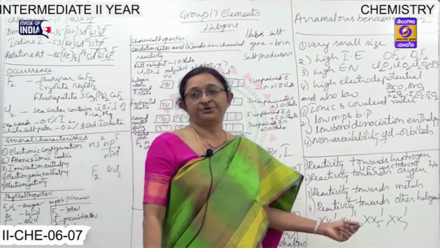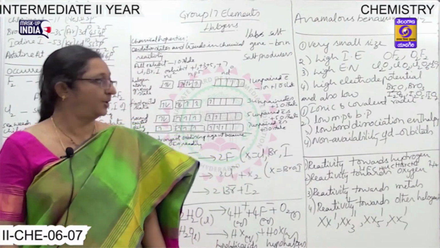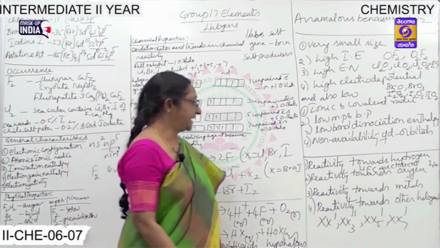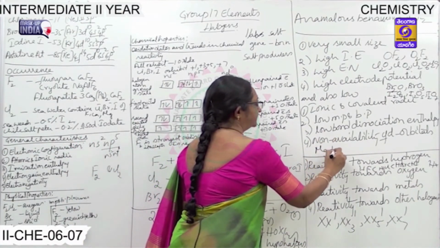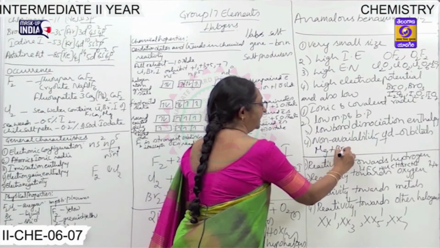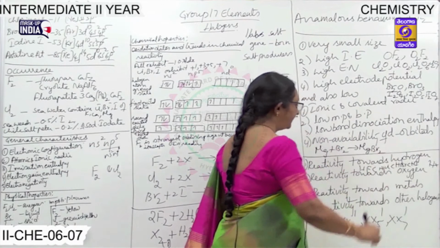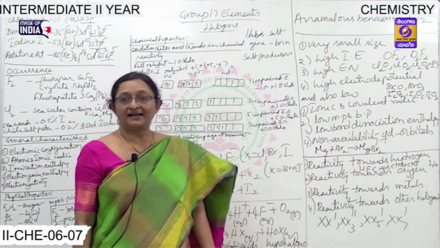Then reactivity towards metals. They are highly reactive towards the metals and they form metallic halides. Example, we can take magnesium. When it reacts with bromine, it forms magnesium bromide. So similarly, the other elements also react and form respective halides.